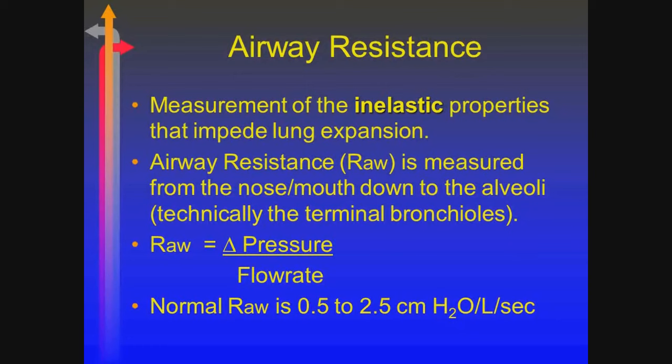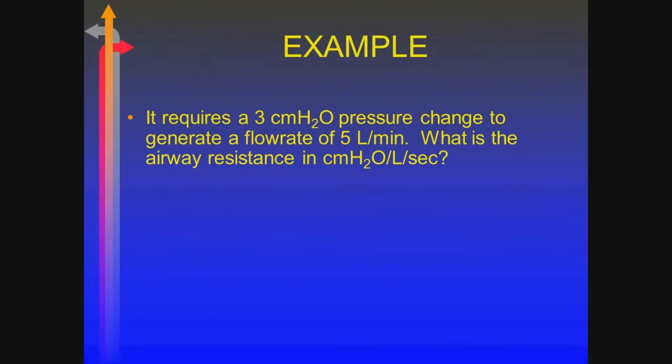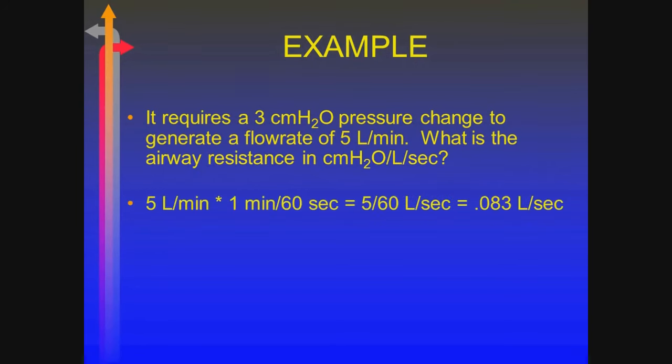Okay, so airway resistance is this inelastic quality that's going to impede lung expansion. The normal value is somewhere on the order of 0.5 to 2.5. Very, very low resistance within the lung itself. So again, how I might pose a question to you: if it requires 3 centimeters of water pressure change to generate a flow of 5 liters per minute, what is the airway resistance?